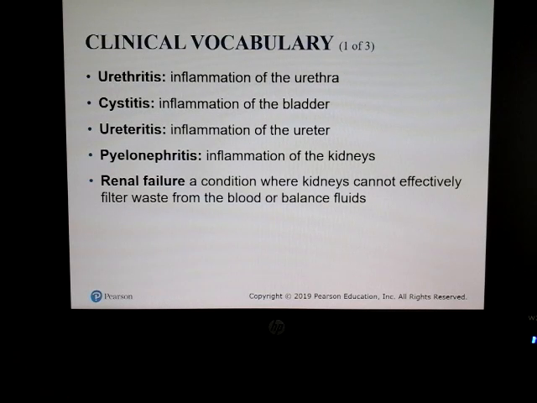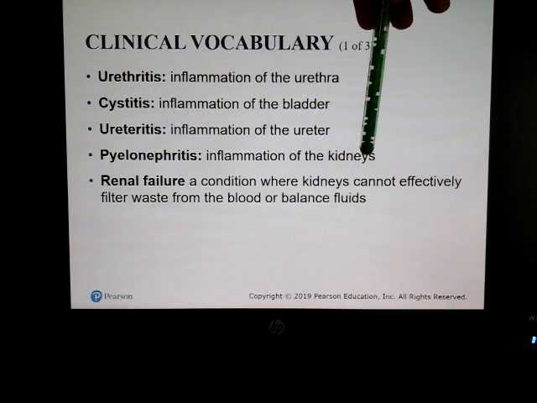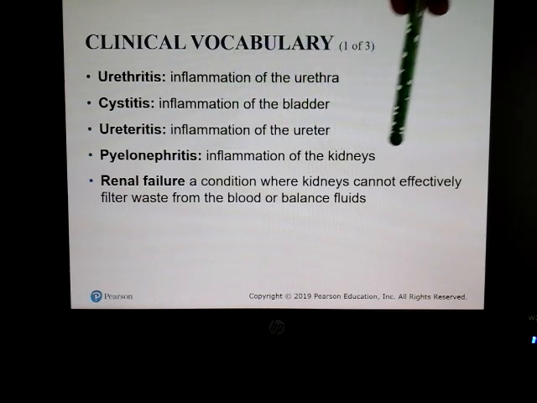Now, these are some vocab words to know, guys. So urethritis, inflammation of the urethra; cystitis, inflammation of the bladder; ureteritis, inflammation of the ureter; pyelonephritis. Now, nephrons are found where, guys? In the kidneys. So that's inflammation of the kidneys.